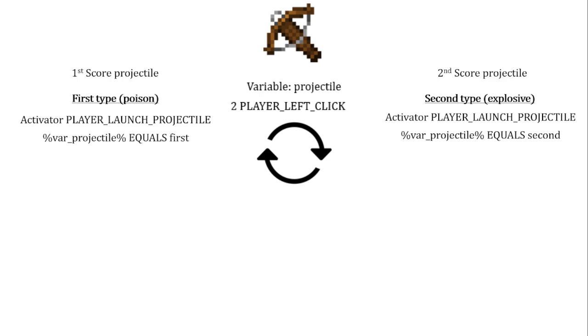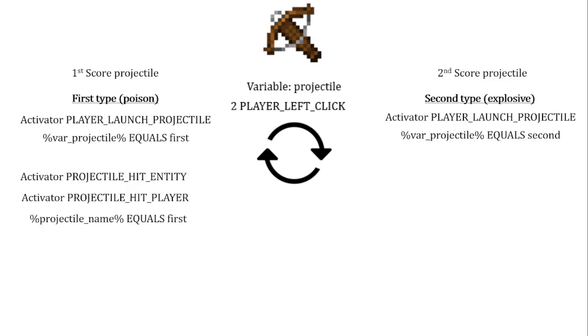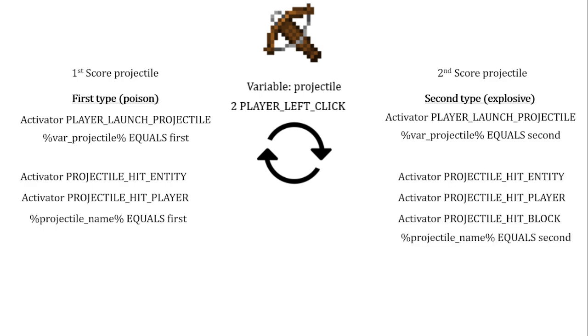The first type, the poison one, will need two activators that will only work if the projectile name equals first, that means the first type of projectile. And the second type will need three activators because I want it to explode always. The second one has projectile hit block and the first type doesn't, because we can't give poison to a block. But I want the second type, the explosive one, to explode if it hits a block, with the condition of projectile name equals second.